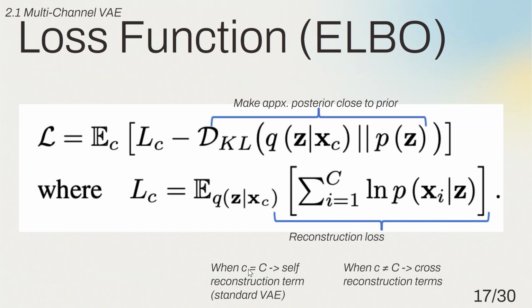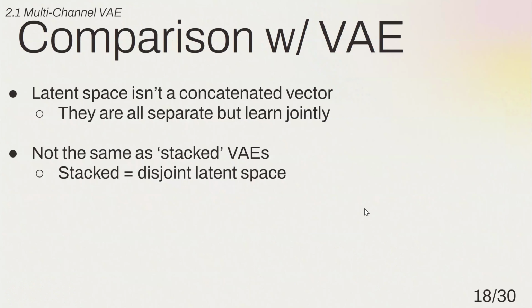C here is equal to the same channel from which this data point came from, this is just its own self-reconstruction term. But then when the C is not equal to the actual channel number from which this modality came from, it's the cross-reconstruction loss. So how is this different from the regular VAE?